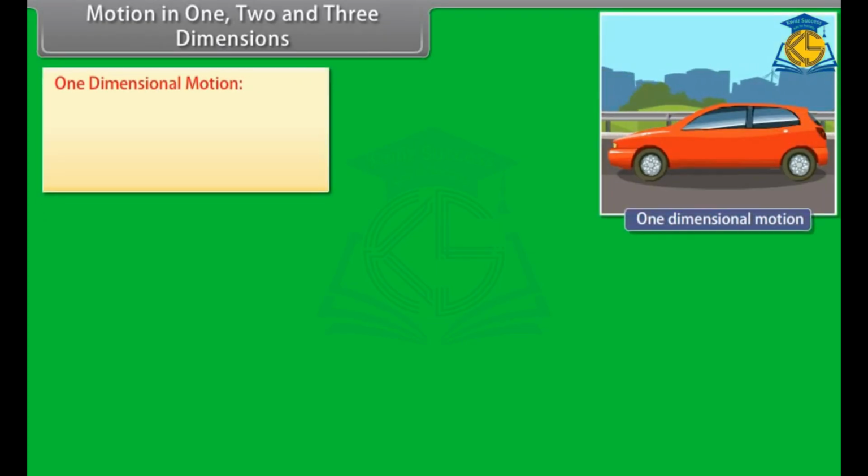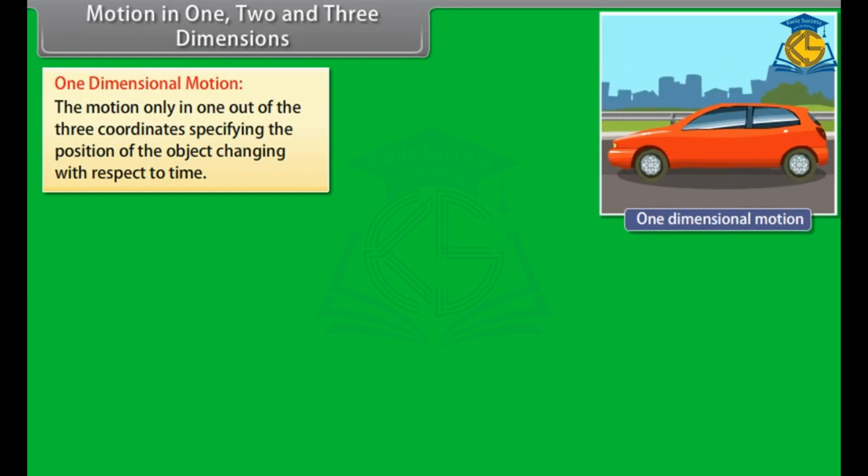One-dimensional motion. The motion only in one out of three coordinates specifying the position of the object changing with respect to time. Example: a car traveling in a straight line.